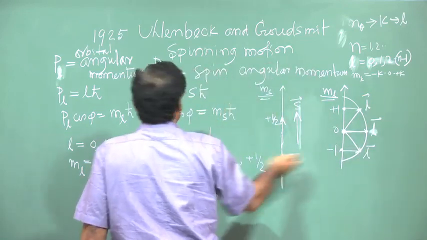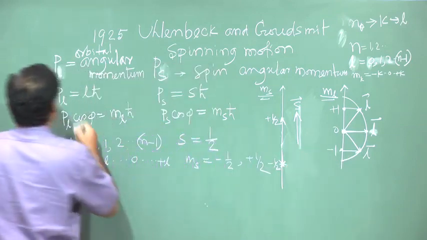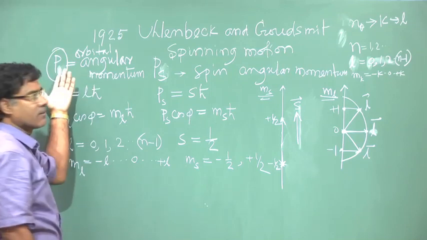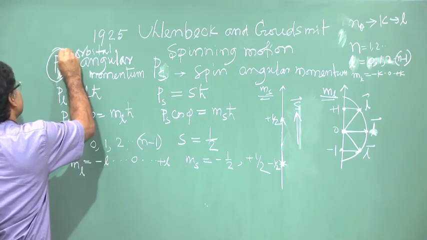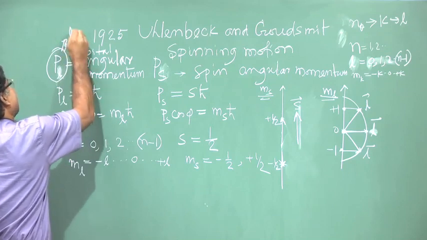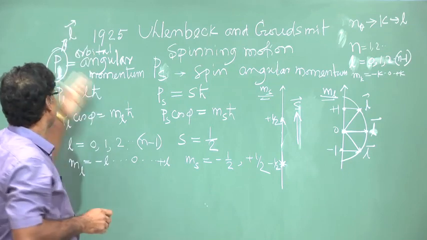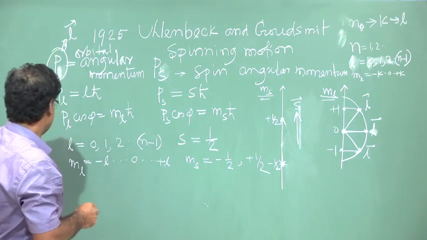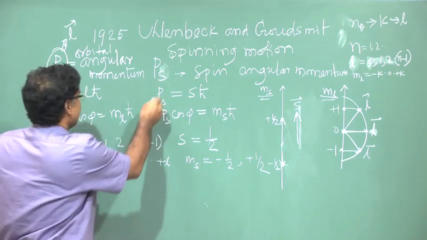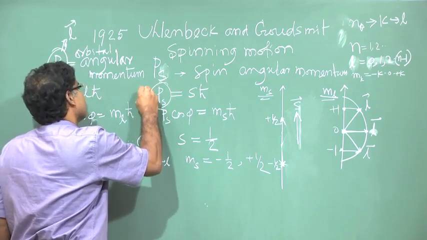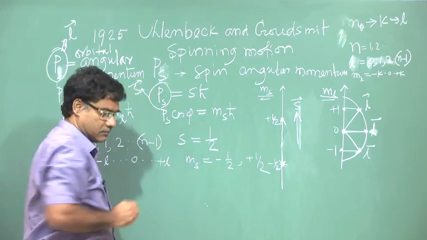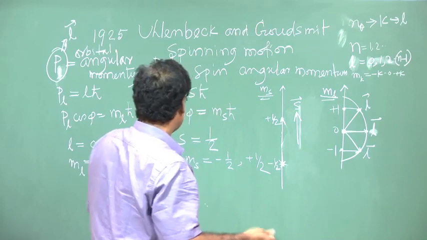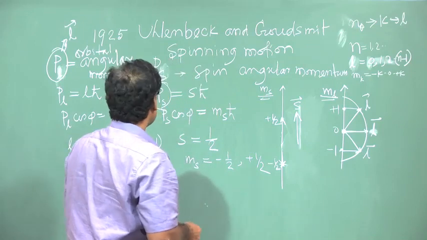Okay, angular momentum. Now we will replace this PL, whatever angular momentum we wrote, by just L. Angular momentum is L. Instead of PL we write L, and instead of PS angular momentum we write S. So, we are just changing notation, and now coming towards the present notation we are using.